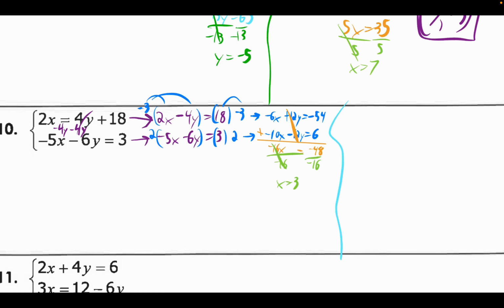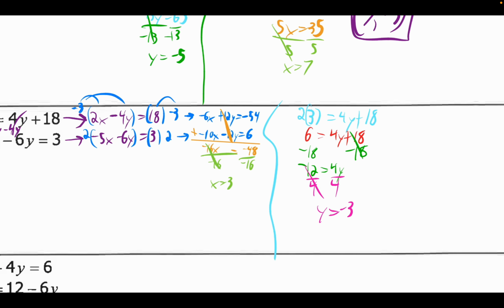And get 2 times 3 equals 4y plus 18. So that's 6 equals 4y plus 18. Subtract 18 from both sides and get negative 12 equals 4y. Then I will divide both sides by 4 and get y to be negative 3. And so that ends up giving me 3 comma negative 3 as my answer.